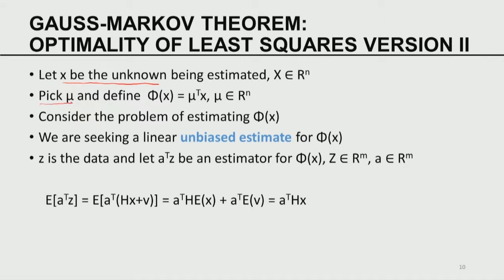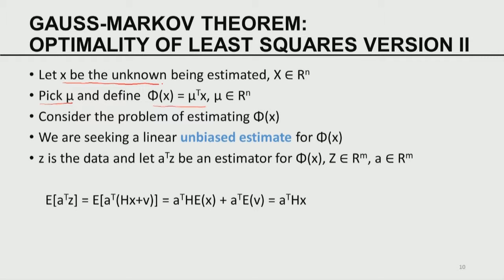Let's pick a mu, a vector of the same size as x, and let us concoct a function phi of x which is mu transpose x. Mu is a fixed vector, x is a variable, so mu transpose x is a linear function, an inner product. So phi of x is a linear function. So this is a linear estimator.